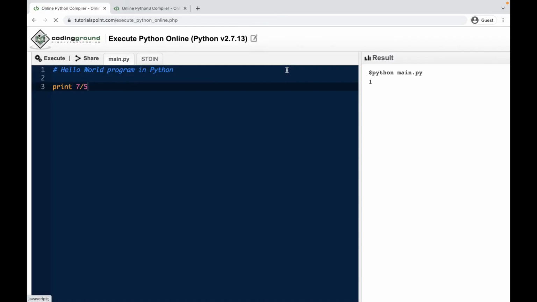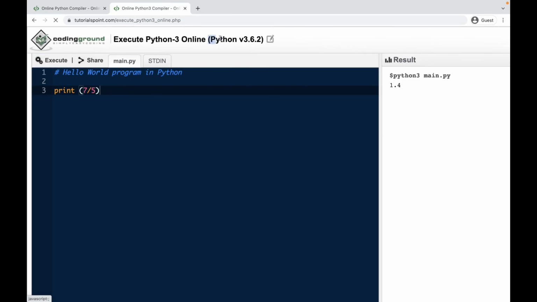Okay. So I've opened both the Python's editor here. So you can notice Python 2.7 is open here. And what I have done, I have just written print 7 by 5 and will say execute. So the moment I will execute, it will show me the result as 1. This is what we discussed. So the syntactically 7 by 5 is giving me semantically result as 1.